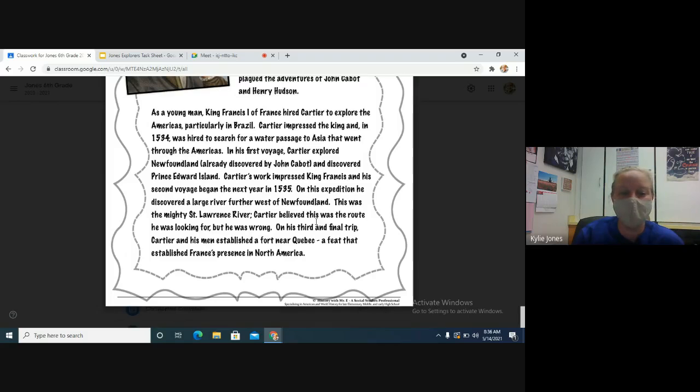On his third and final trip, Cartier and his men established a fort near Quebec, a feat that established France's presence in North America. And if you are unfamiliar with Quebec and Canada, because the French established colonies in Canada, a lot of Quebec and that side of Canada speak French. Their main language is French. And English is a lot of their second language in Quebec in that area.